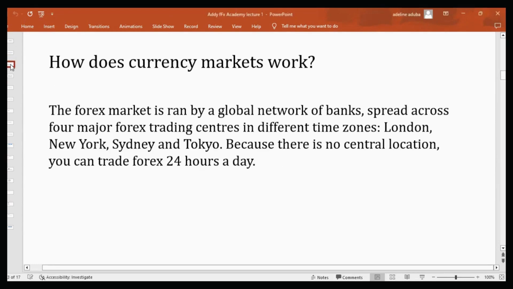How does the currency market work? The Forex market is run by a global network of banks, like I said earlier. They are spread across four major Forex trading centers in different time zones. We have the London section, the New York section, the Sydney and the Tokyo section. Because there's no central location, you can trade 24 hours a day.